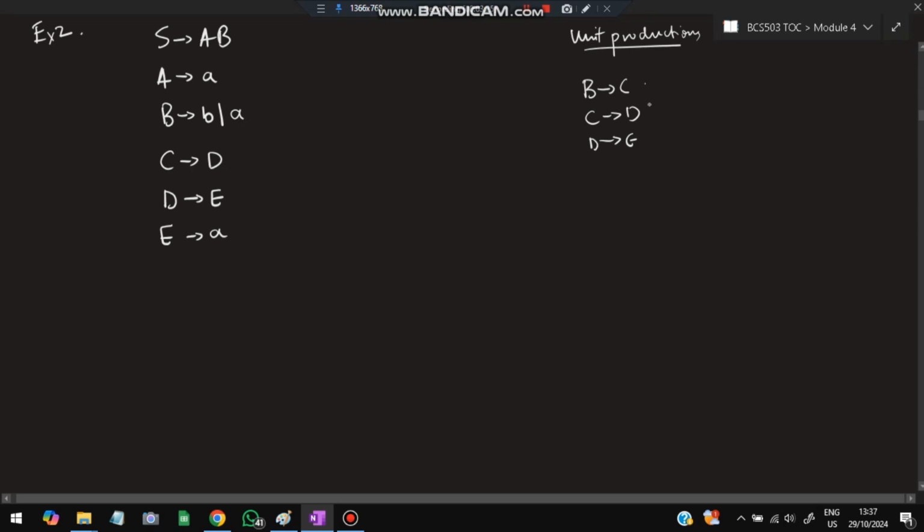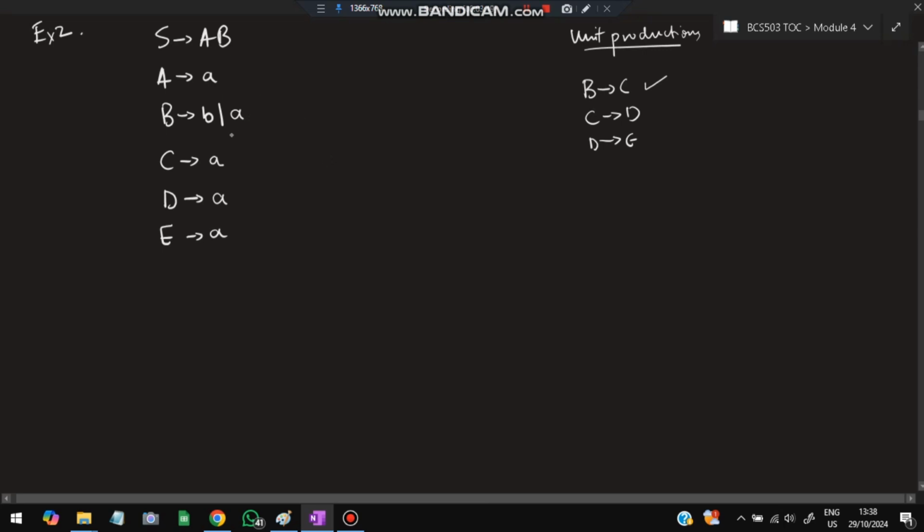The next one, this is done. C goes to D, D goes to E, E goes to A. I can directly write here A. D goes to E, E goes to A. I can write here A. Now, after this is done, can you find any other unit production from one non-terminal to a single non-terminal? There is no such unit production present here. So therefore, we have removed the unit productions from the given CFG.